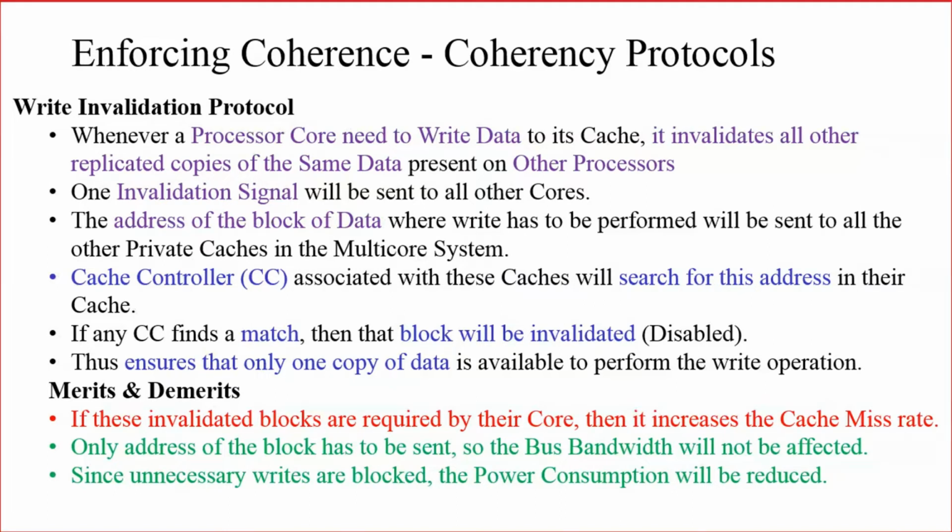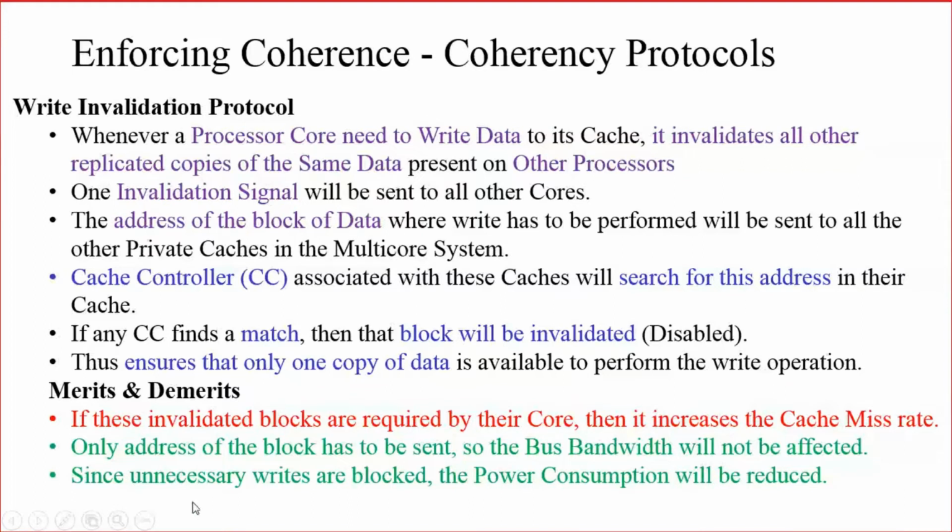So after the cache miss, it should go to the shared memory to access the data. So if these invalidated blocks are required by the core, then the cache miss rate will be increased, because those blocks are invalidated. So this is one of the demerits of write invalidation protocol.